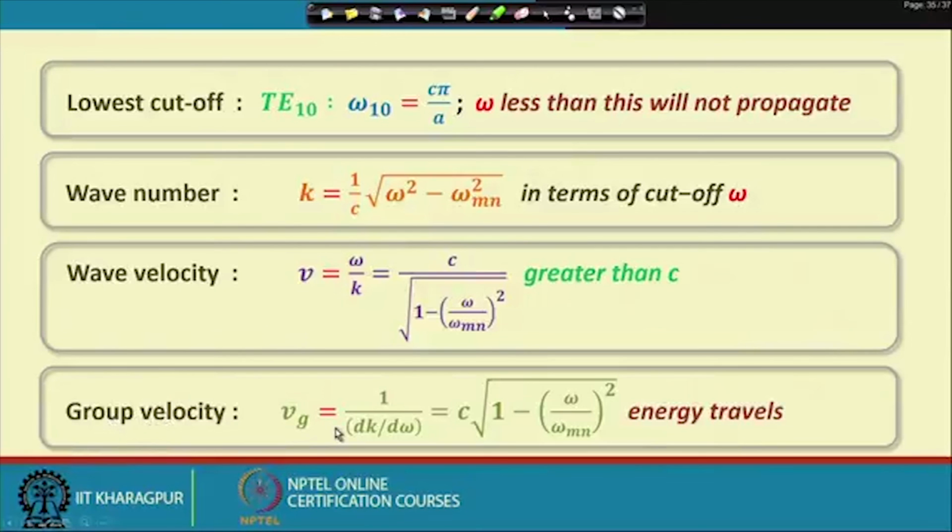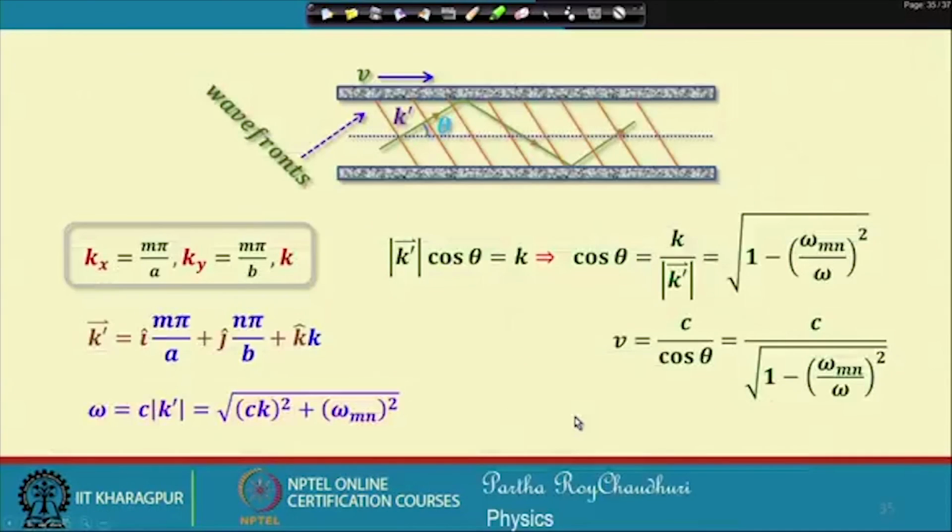Group velocity is given by d omega by dk, which is this, and in that case again we can find out the group velocity, that is the velocity with which the energy travels in the medium, by looking at the individual modes. For example, for TE10, I have to substitute omega 10 for this, and then we can calculate the velocity of propagation of this wave.